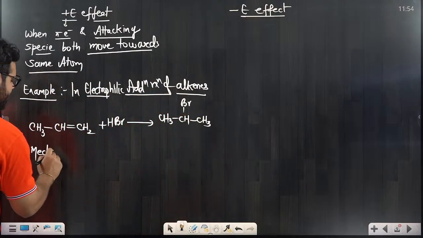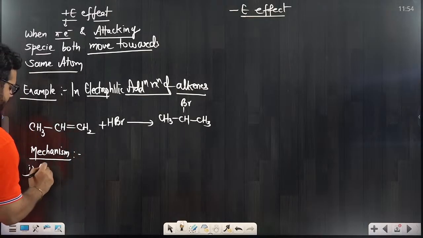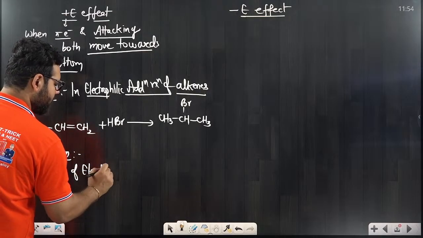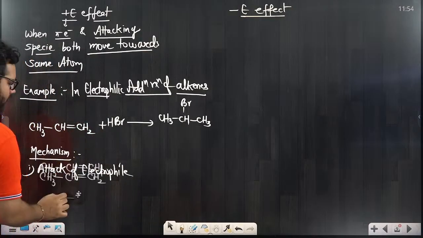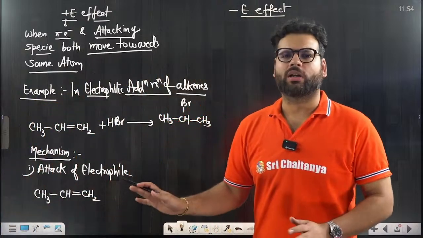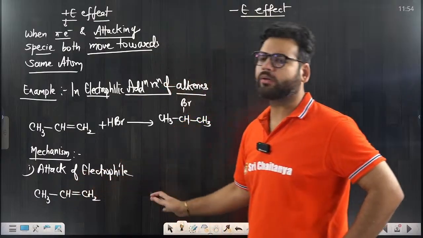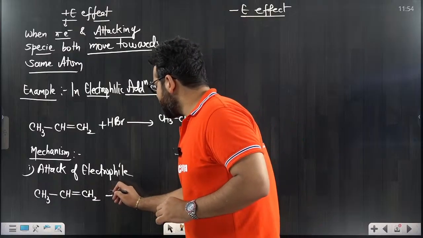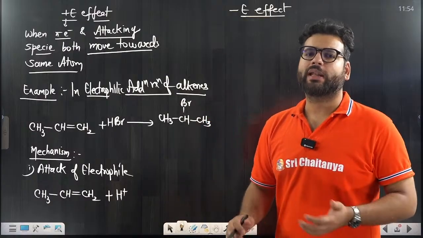The first step of the mechanism is attack of electrophile, which represents your electromeric effect. So see beta, when there was no attacking species nearby, these pi electrons were localized. They were not moving anywhere. They were not going to this carbon. They were not going to this carbon. They were localized pi electrons. But as soon as HBr arrives, its H plus is positively charged, so electrons will start moving.